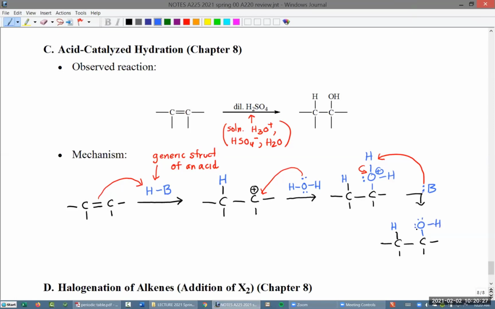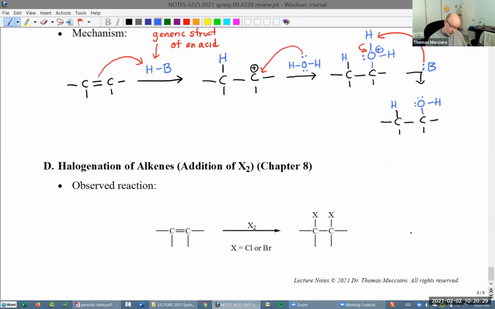And finally, I just want to remind you, I'm not going to do the mechanism of this, but we also had a reaction where if we took a double bond, we could treat it with something like Br2, and the double bond would essentially absorb the 2 bromines and make this. This is called a vicinal dihalide.